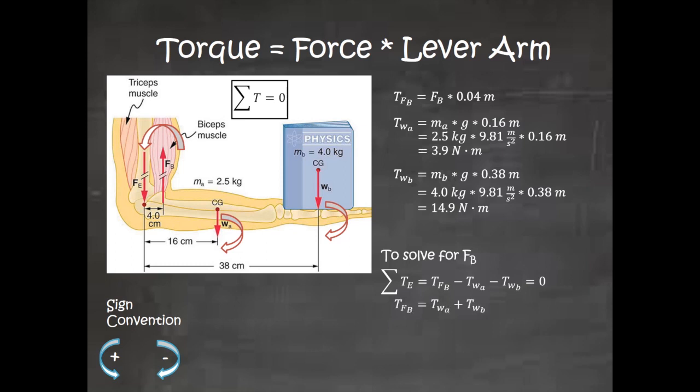If we rearrange the summation to solve for Tfb and substitute in the values we know, we can solve for Fb and find that the force exerted by the biceps to hold up this book is 470 newtons.